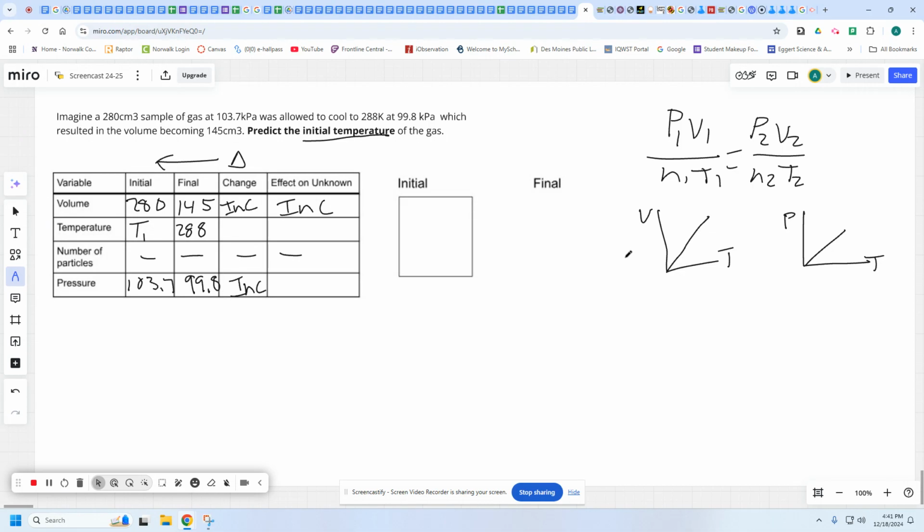So if pressure has increased along the y-axis, temperature must have increased. So it must have been larger in the initial state for this change to occur. All right, so remember, we're doing this in reverse so that we can get the initial state of the temperature.